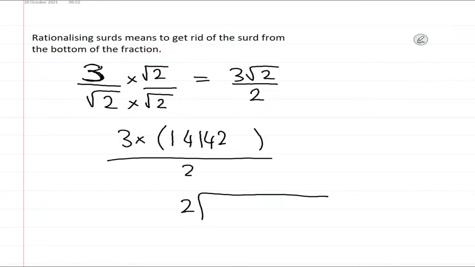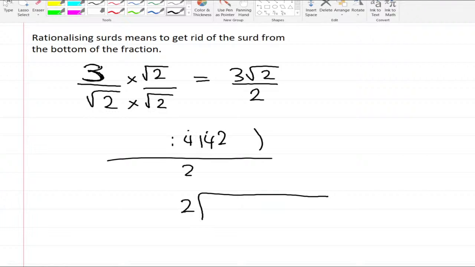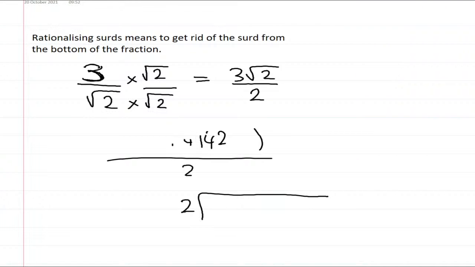We can do 2 into, I don't know, whatever you do. Okay, is everybody right with that? That makes sense, yeah? That's a bit of the backstory about why we are doing this. Alright, everybody happy with that?